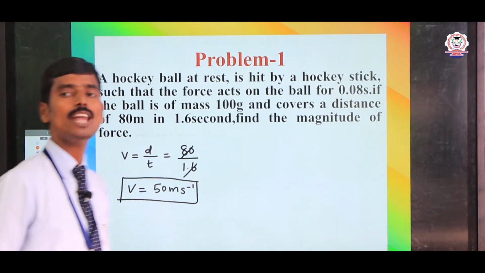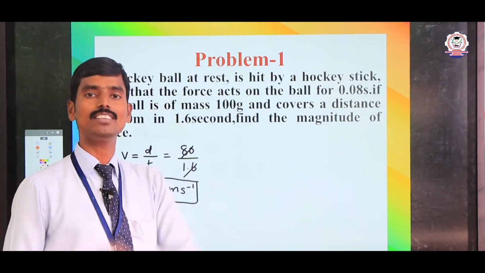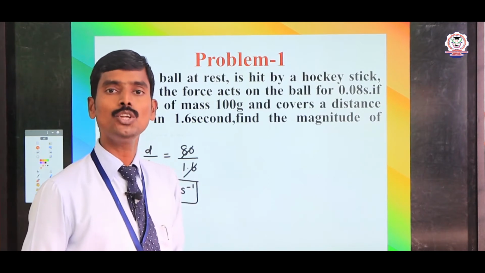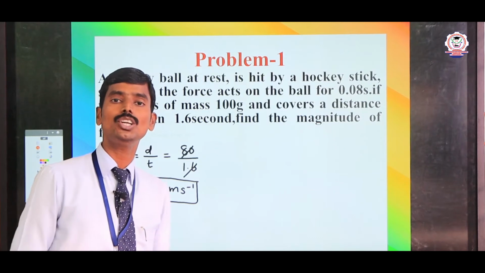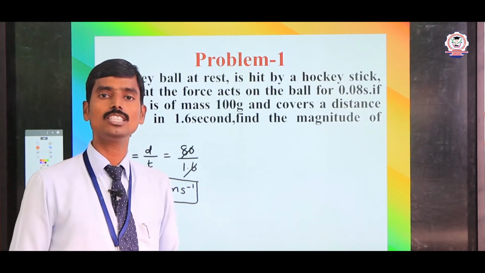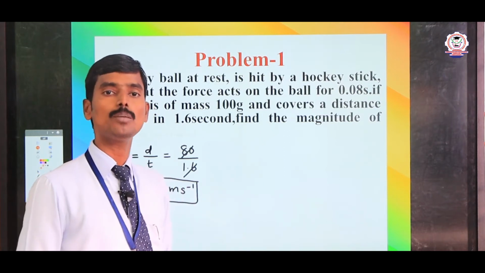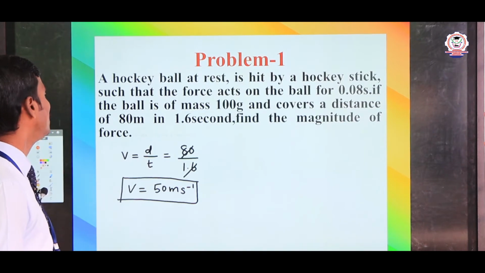The next step is to find the acceleration. Already we know the kinematic equations. What are the formulas? There are mainly three equations. The first one is the velocity time relation, v equal to u plus at. The next one is the displacement time relation, s equal to ut plus half at square. The last one is the velocity displacement relation, v square equal to u square plus 2as.